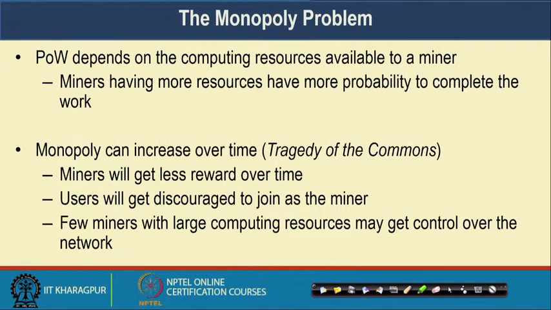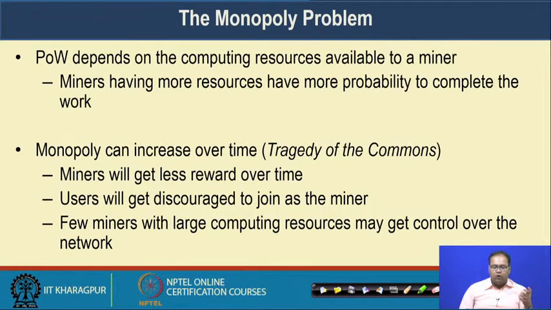Now, if a huge number of blocks in the blockchain goes to a single miner, then this miner has the ability to control the entire flow of transactions in the blockchain. So, this particular problem we call the monopoly problem in the Bitcoin network, where the miners who have more resources have more probability to complete the work.